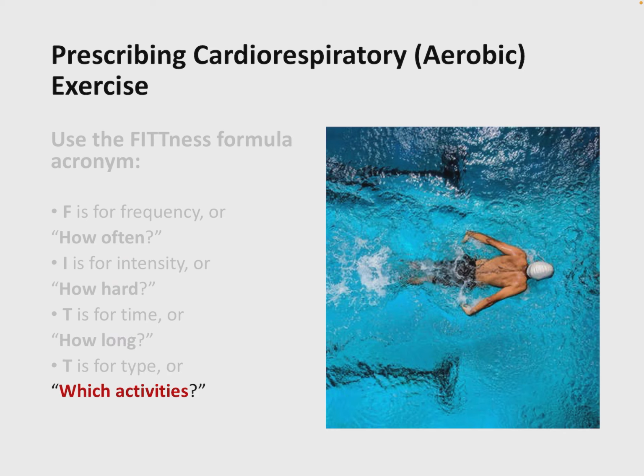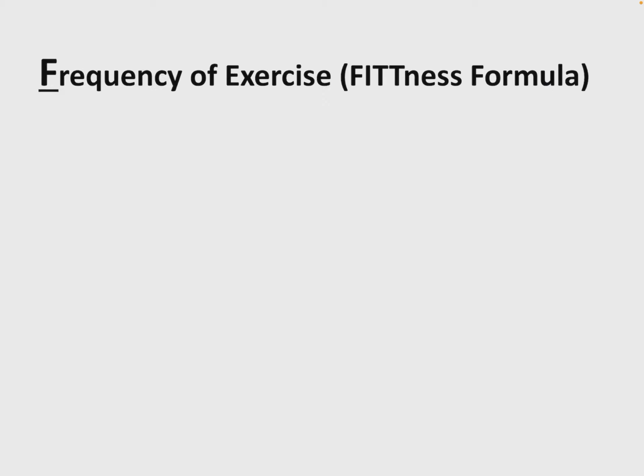So our cardiorespiratory or aerobic exercise typically is done for a long duration at a low to moderate intensity, but sometimes it can be higher intensity or vigorous in nature. So we're going to look at each of these different components of the fitness formula from frequency, intensity, time, and type as we go through our chapter 3. So we'll begin looking at the fitness formula, starting with frequency.